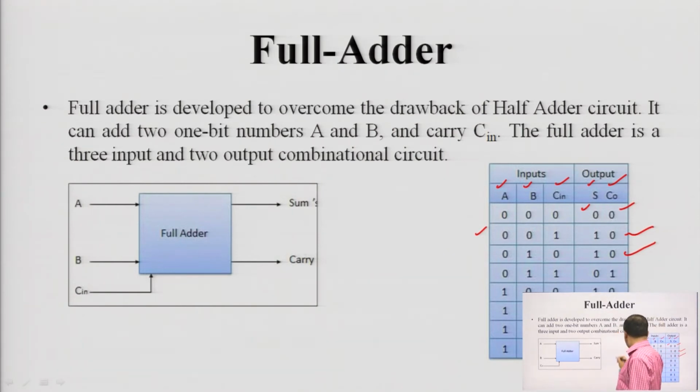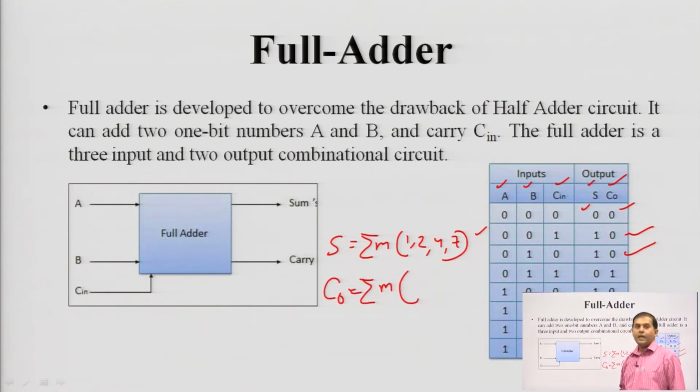Ultimately the equation for sum will be summation of minterms 1, 2, 4, 7. For 1, 2, 4 and 7 we will get sum as 1. So, the equation will be 1, 2, 4 and 7. Like that for C out we will have the equation as summation m 3, 5, 6 and 7.